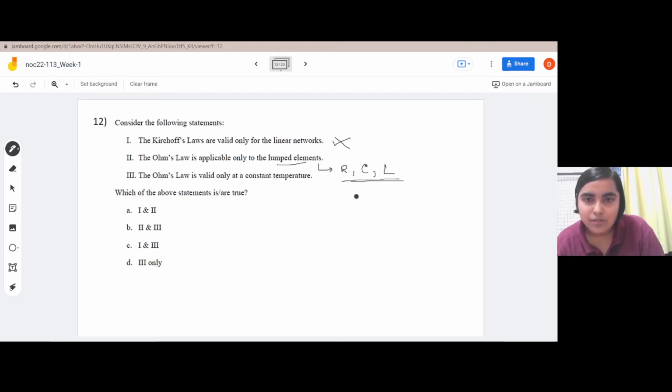Those are just examples. Ohm's law is a universal law, not specific to these, right? It is a universal law. So this one word makes the statement incorrect.